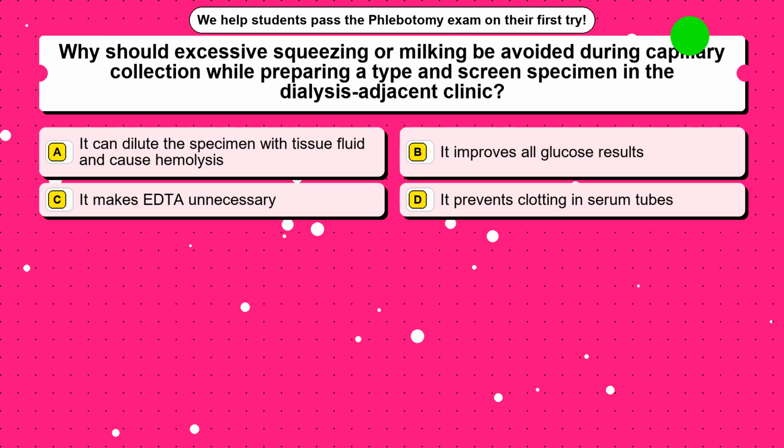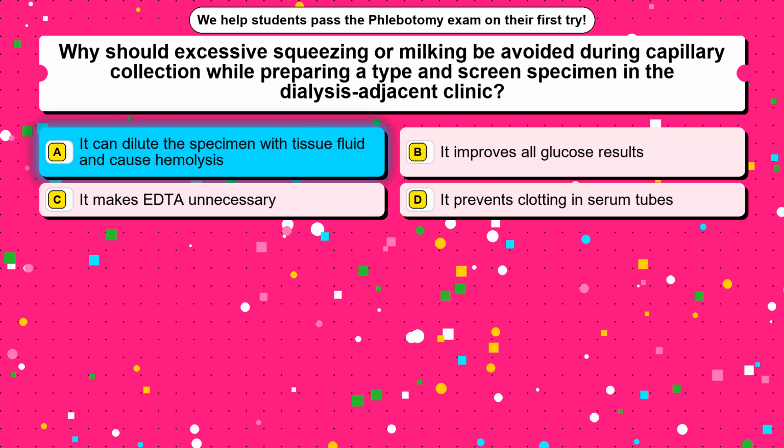Question 51. Why should excessive squeezing or milking be avoided during capillary collection while preparing a type and screen specimen in the dialysis-adjacent clinic? Option A. It can dilute the specimen with tissue fluid and cause hemolysis. Option B. It improves all glucose results. Option C. It makes EDTA unnecessary. Option D. It prevents clotting in serum tubes.